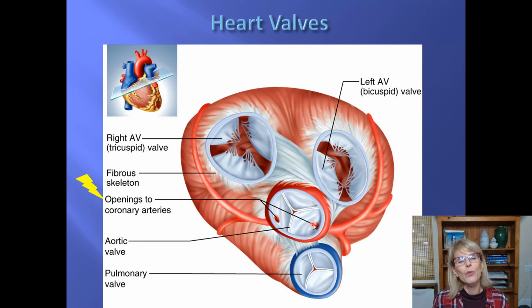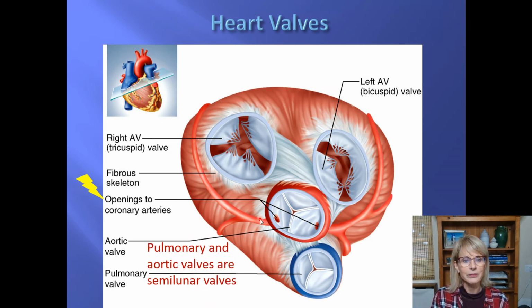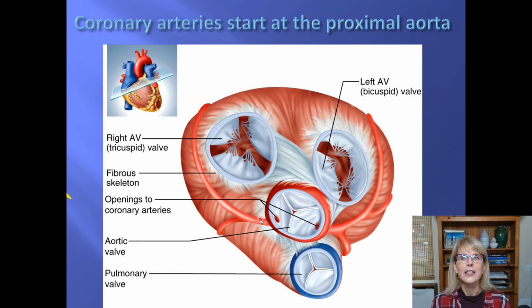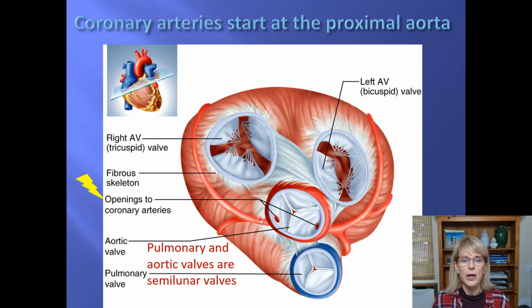I look at it this way. The heart says, hey, I'm working so hard to pump this blood, I get first dibs on the blood that's coming out. So the beginning of the coronary arteries is right here at the very beginning of the aorta. So we've got the left coronary artery and its branches, the right coronary artery and its branches. Remember, the cardiac veins are going to look blue, and the coronary arteries are going to look red. Pulmonary and aortic valves are called semilunar valves. And the coronary arteries start at the proximal aorta, the earliest part of the aorta.